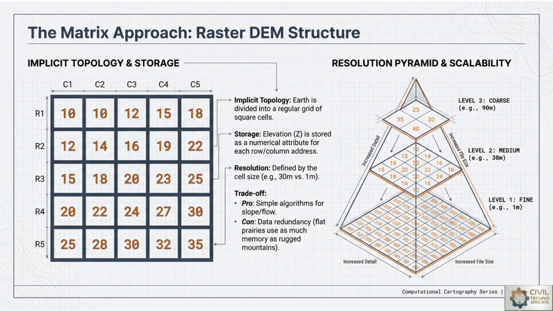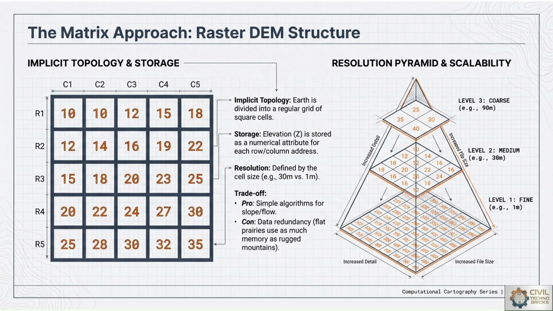The raster data structure for terrain, that is the matrix approach of raster digital elevation model structure. So implicit topology and storage, which is the most important point, where each and every raster image is considered as a division of rows and columns with reference to some digital number, and that is used with reference to the resolution pyramid and scalability from the source of image capture, that is aerial photogrammetry or the satellite image.